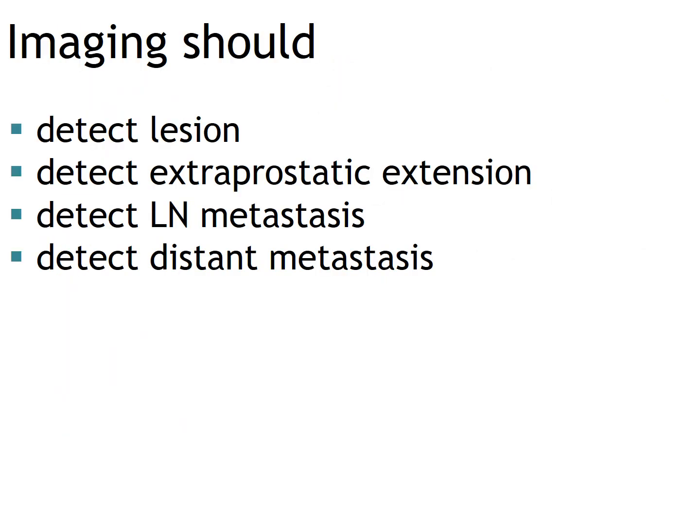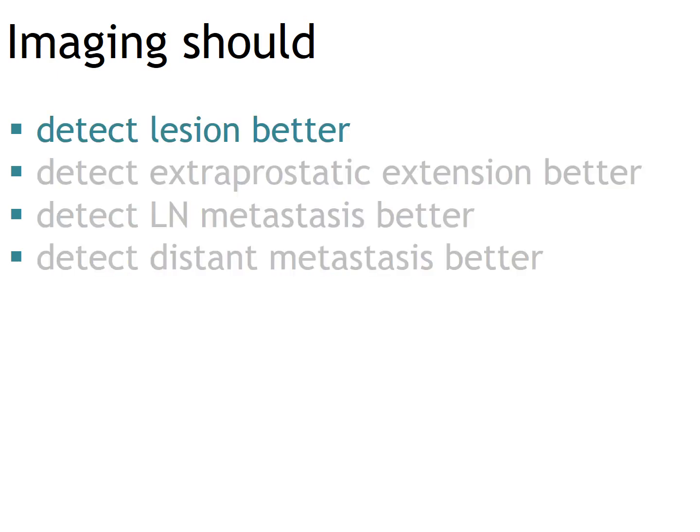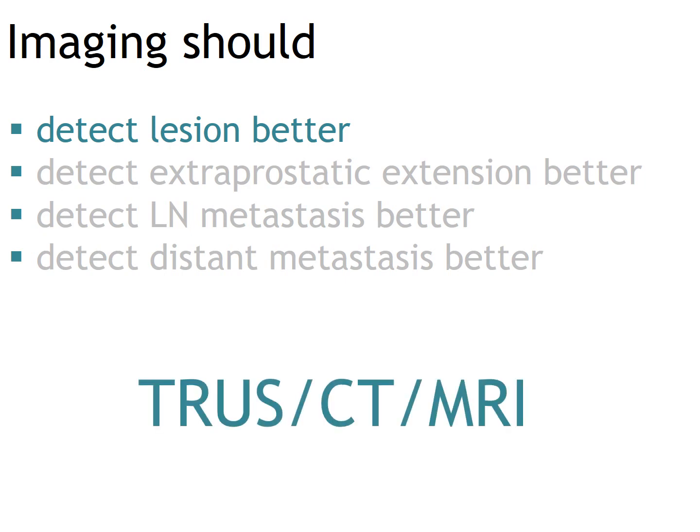To stage prostate cancer better, imaging should detect the lesion better, should detect extraprostatic extension better, should detect lymph node metastasis better, and should detect distant metastasis better. I would like to talk in this sequence. How can we detect the prostate cancer lesion better with transrectal ultrasound, CT, and MRI?